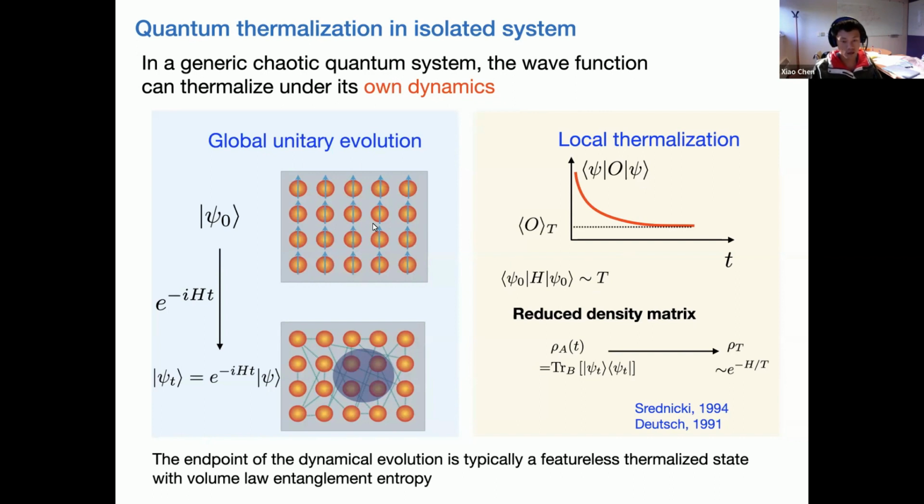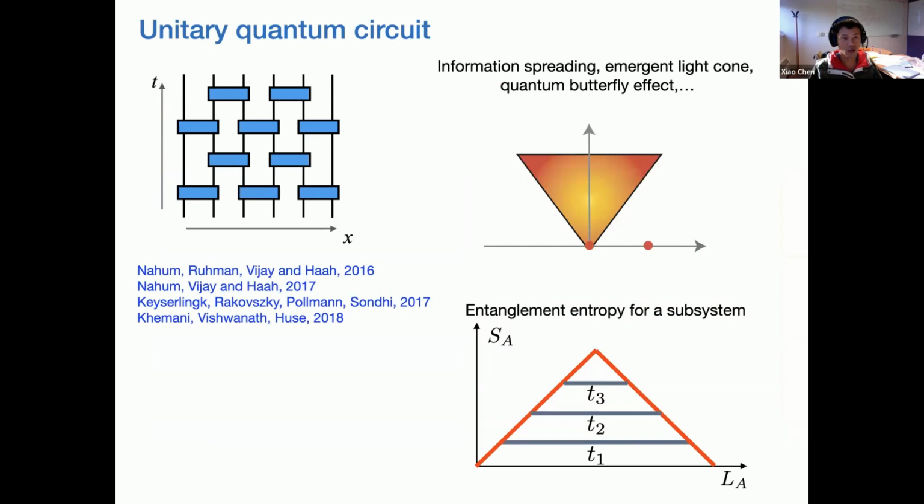This quantum thermalization physics can be understood in terms of a quantum circuit model. We can design unitary quantum circuits to understand the quantum evolution, because for a generic chaotic system it's difficult to analytically solve these models. That's one motivation for us to introduce unitary quantum circuit models to understand entanglement dynamics, information scrambling, light cone structure, and also the quantum butterfly effect. There has been a lot of work along this direction in the last decade.